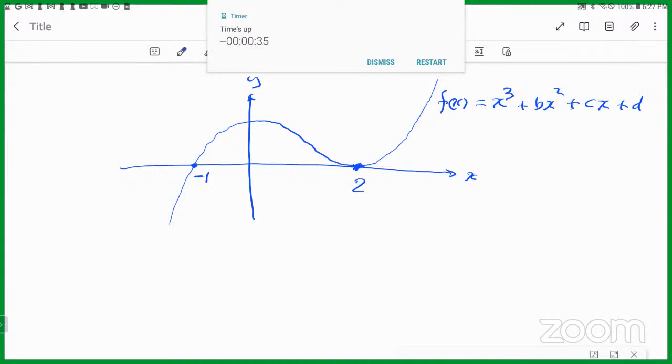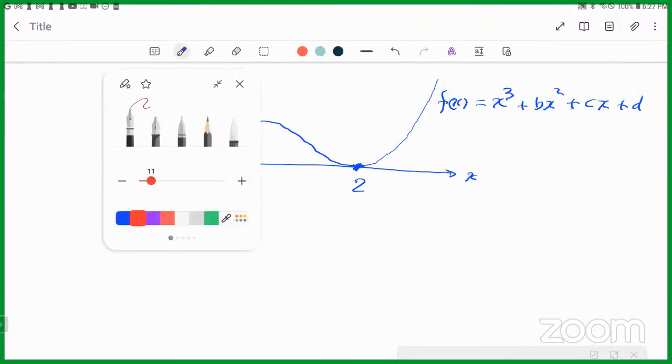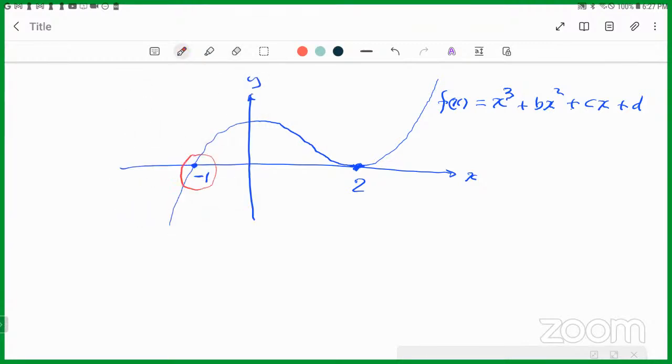Roots are the x values where the graph intersects the x-axis. So these are actually roots. You know that one root is x equals -1. These are roots of the function. If you put this equal to 0, then those will be roots of that equation. So if x equals -1 is a root, that means that x plus 1 is a factor of this expression.